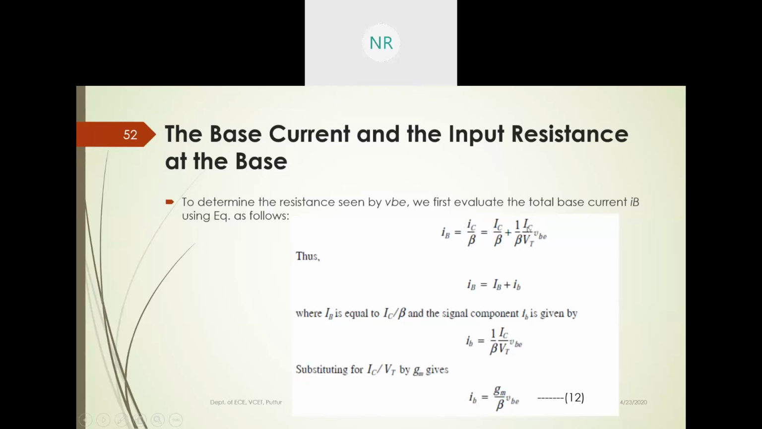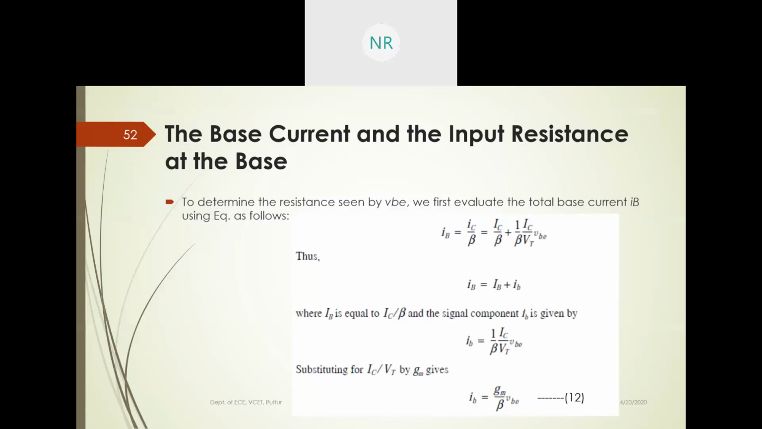IC by VT is nothing but transconductance, that we are not going to consider here. Just they have written DC value and the AC value. So this will be IC by beta plus 1 by beta into the AC component. What is IC by beta? It is nothing but the IB. And IC by beta into VT into VB, that is replaced by AC base current. So your instantaneous base current is nothing but the combination of DC base current and the AC base current.